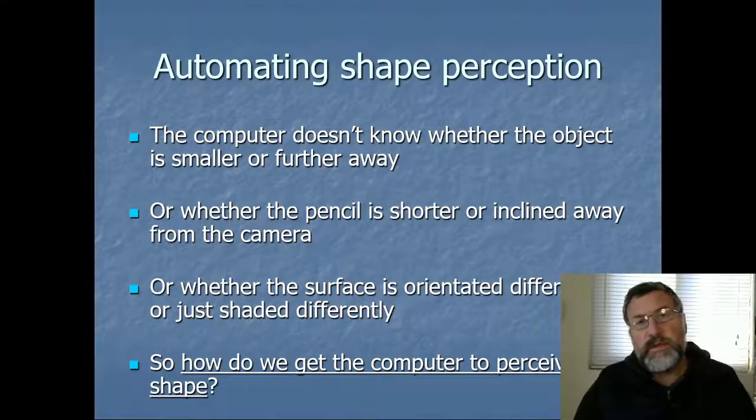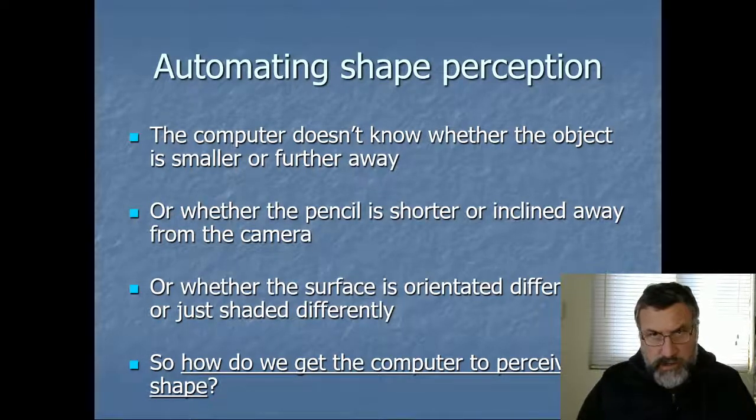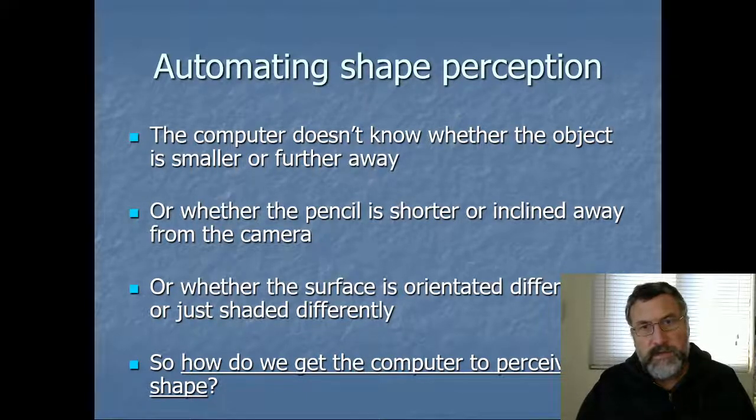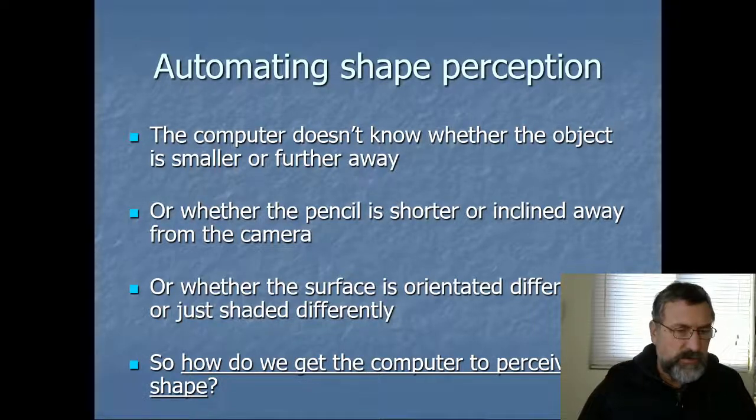So what we're trying to do then is we're trying to automate shape perception. The computer can't really, all it sees is a load of data. It doesn't know what's what. So we've got to somehow introduce a level of intelligence into the scene analysis. Things like perspective, as it says, parallax, orientation. How do we get the computer to perceive shape?